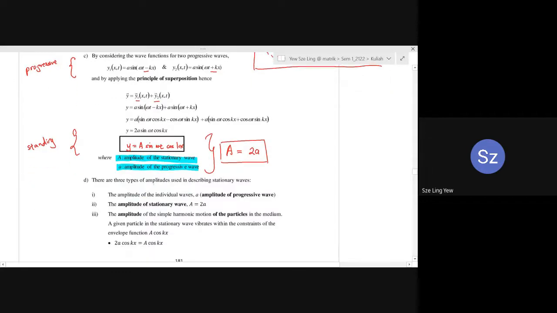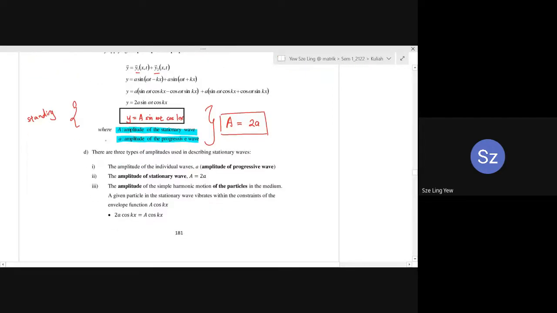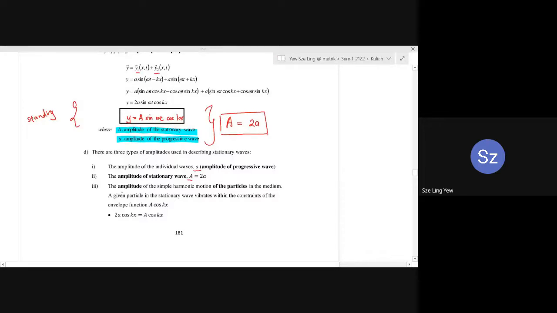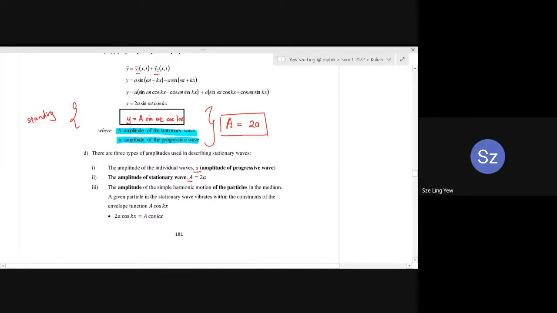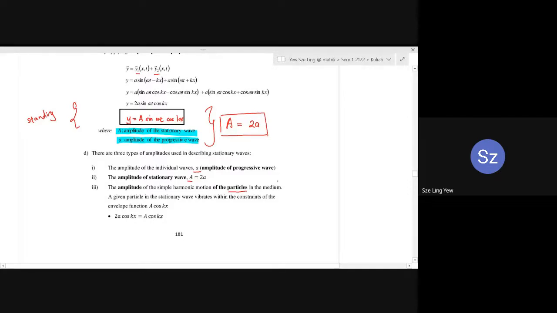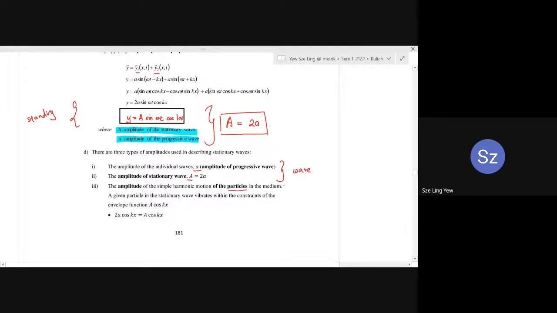Now there are 3 types of amplitude that we use in describing a stationary wave. First, you have small letter a, which we call the amplitude of the individual wave. Then we have the amplitude of the stationary wave, and the amplitude of the simple harmonic motion of the particles. So you have three different amplitudes here. These two are the amplitude of the wave. This one is the amplitude of a particle.